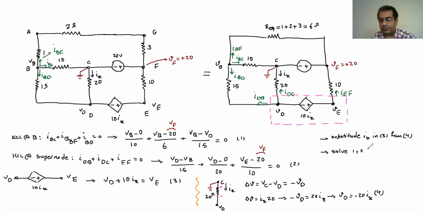and then solve 1, 2, 3 to get the VB, VD, and VE. So find the IX from here, substitute it in the third equation here, then it's going to be as a function of VD and VE. Then you have the 3 equations, 1, 2, and 3. All of them, it has 3 equations, 3 unknowns. It's going to be VB, VD, and VE, and then you solve them. And then you can find the value of VD, VE.